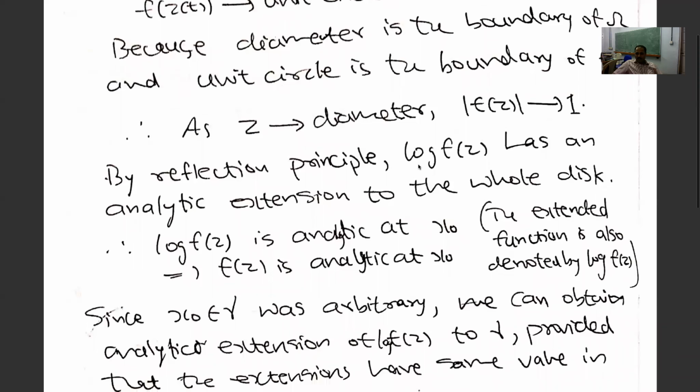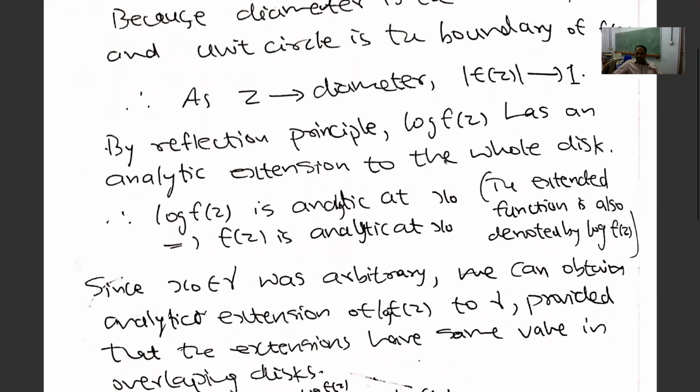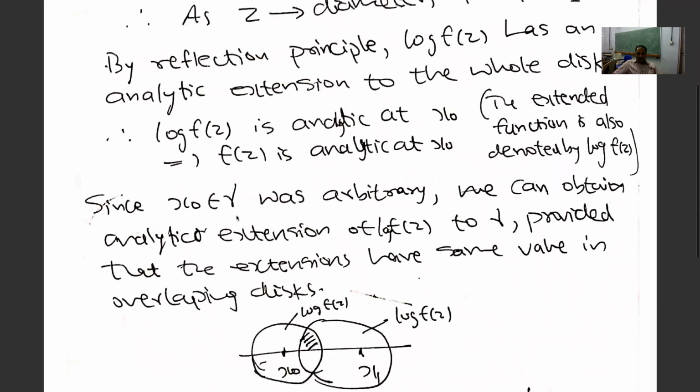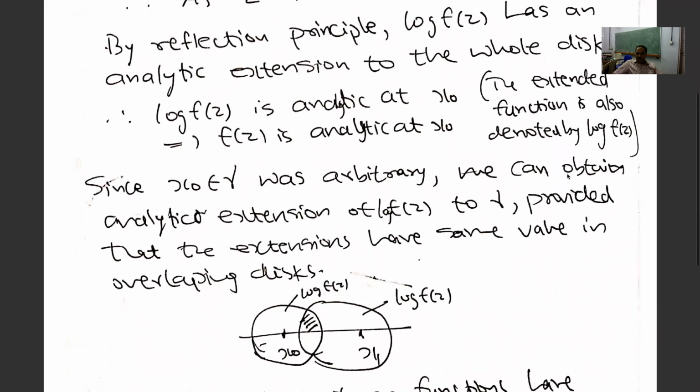So by the reflection principle, you can extend log f of z, the analytic extension, to the whole disk. You can reflect to the whole disk. So log f of z is analytic at x0. Therefore, f of z is analytic at x0. Now, x0 belonging to gamma was arbitrary. You can do it for any element in gamma.